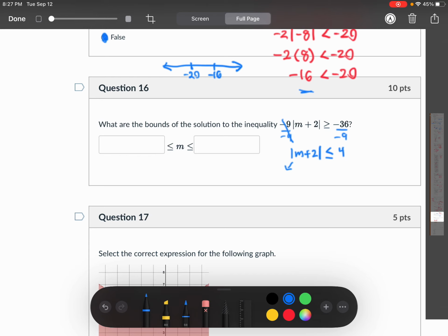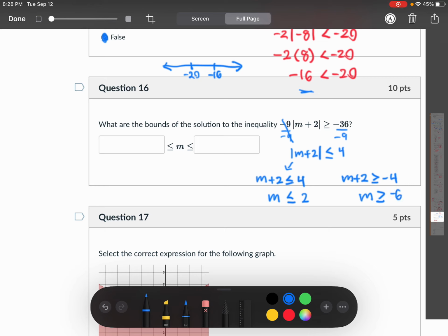From what we talked about previously, you're going to make 2 cases. One of them is exactly the same, and the other one is almost the same, except now this is going to be greater than or equal to -4. And then you solve for each case. So you end up with m is less than or equal to 2, and m is greater than or equal to -6.